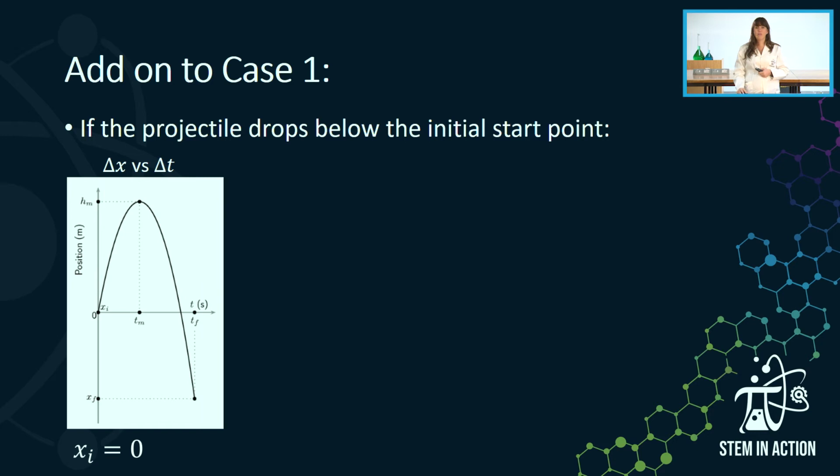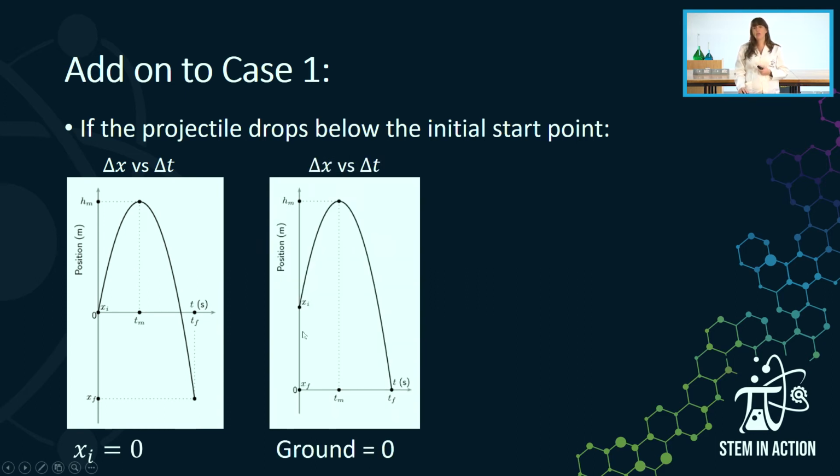And so our graph looks quite similar in the beginning to case 1. We can see that the object moves up to its maximum height and then comes back down over here to its initial position, and then the displacement is in a negative direction, so it continues to fall further down. Again, in this graph, we're taking up as positive.